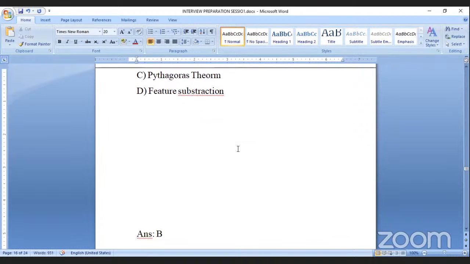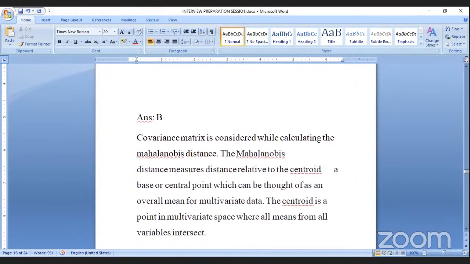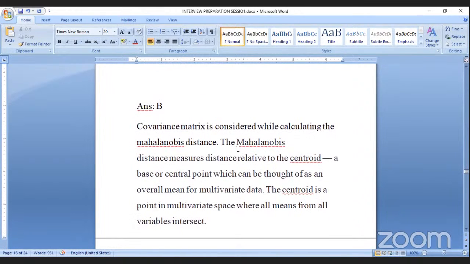Okay, friends, so move to the answer and the explanation. The answer is B, friends. The covariance matrix is considered while calculating the Mahalanobis distance. It measures the distance related to the centroid, a base or central point, which can be thought of as an overall mean for multivariate data. The centroid is the point in multivariate space where all means from all variables intersect. So just make a note of it and let me know once done.